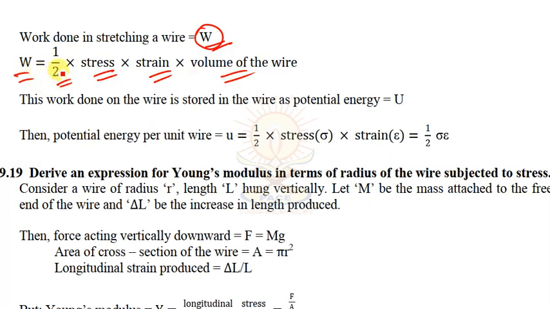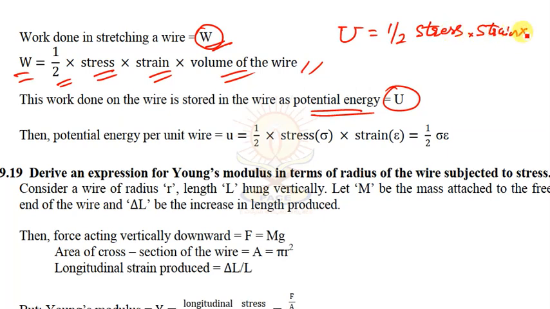W, which is work done, is equal to half into stress multiplied by strain multiplied by volume of the wire. This work done on the wire is stored in the form of potential energy, right? So work done will always be stored in the form of potential energy in such wires. Okay, so finally you can say the potential energy is half multiplied by stress multiplied by strain and multiplied by volume of the wire. So this is the standard formula that you can make use of.